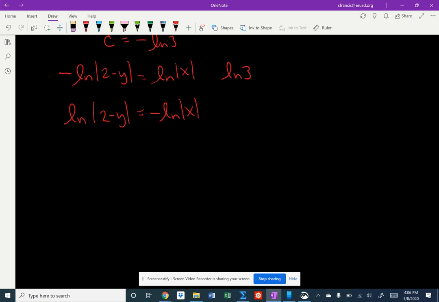This was a minus sign originally. Now it's going to be a plus. All right. Now you get the absolute value of 2 minus y is going to be equal to e to the negative natural log of the absolute value of x plus natural log of 3. Now that's actually going to work out kind of nicely for us here. This is going to be e to the negative natural log of the absolute value of x times e to the natural log of 3.